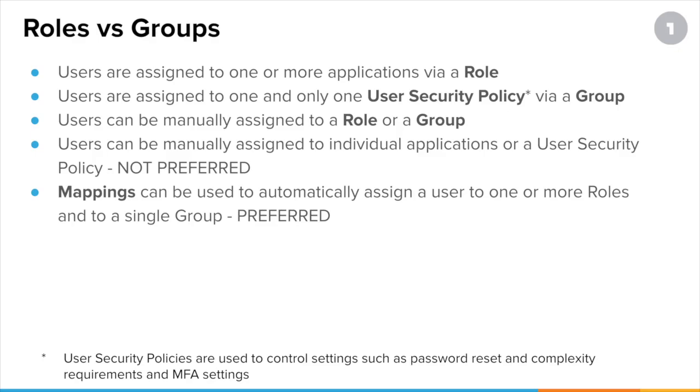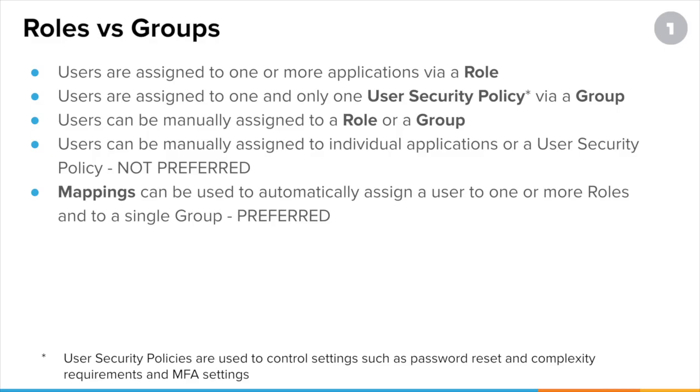Since users can only be assigned to one security policy at a time, they can only be assigned to one group. This is important to understand because in other applications, users usually can belong to multiple groups, but groups are used for different things in those other applications. OneLogin groups are very specifically used to assign users to a user security policy, and that's only one.